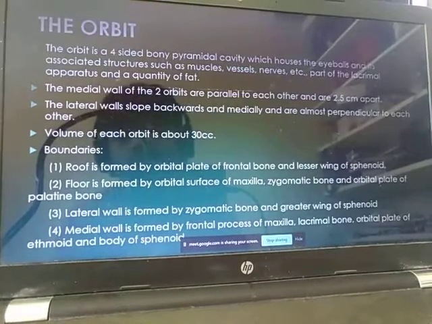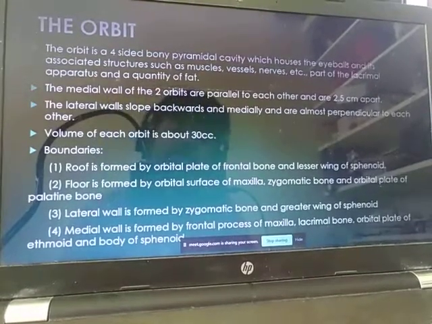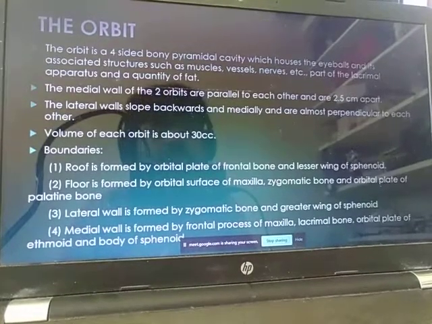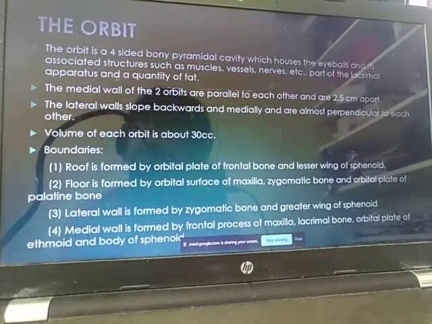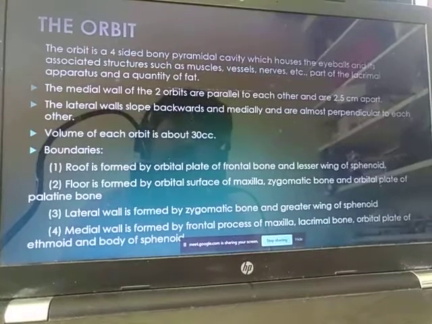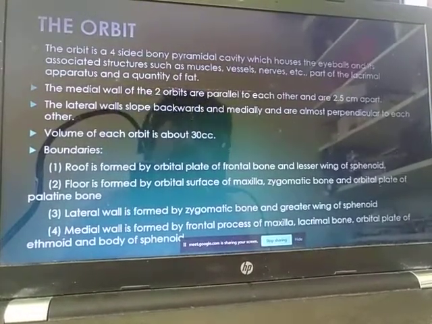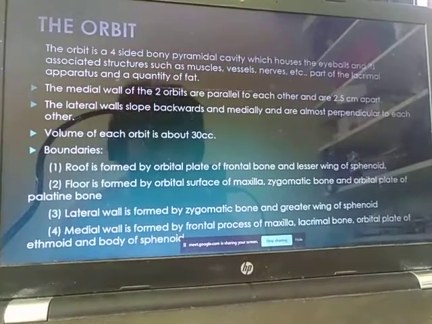Now coming to the medial wall, it is formed by the frontal process of the maxilla, the lacrimal bone, the orbital plate of the ethmoid, and the body of the sphenoid. The medial wall is the weakest wall of the orbit, but it is not always fractured due to varying reasons.